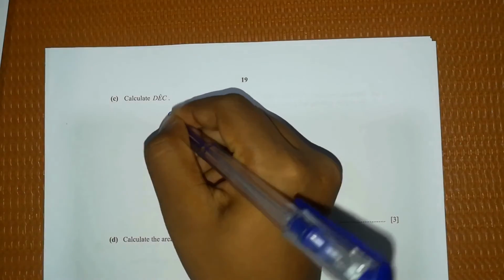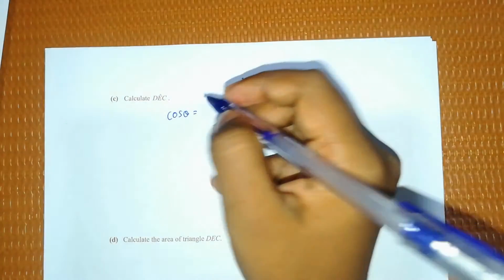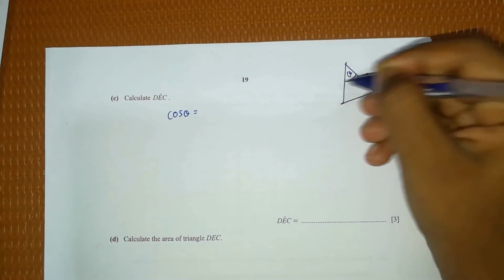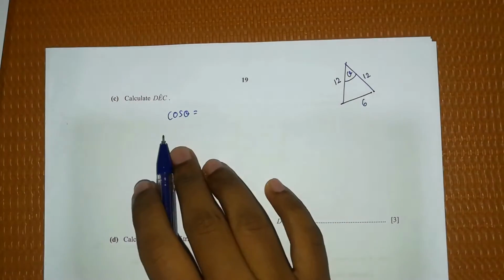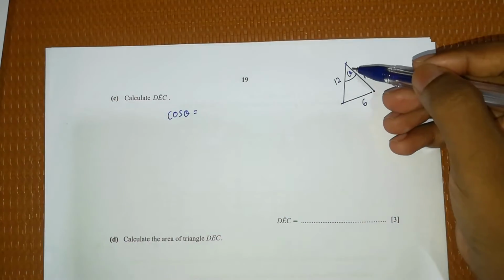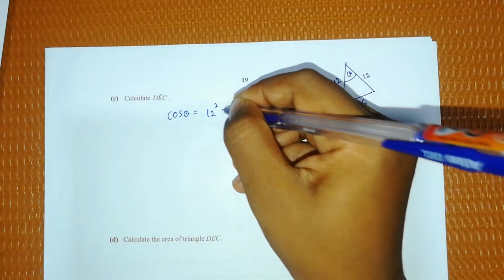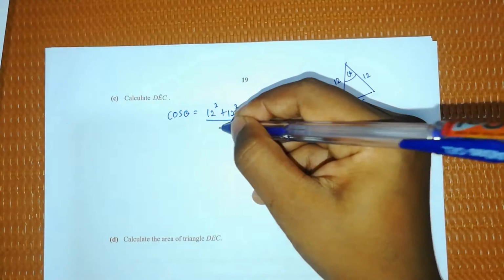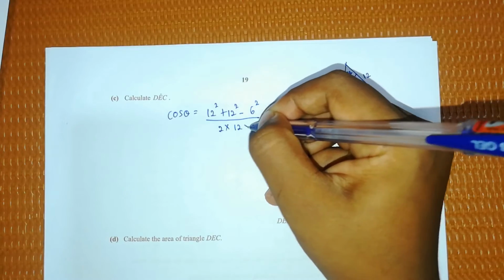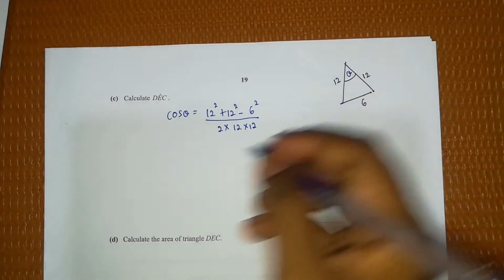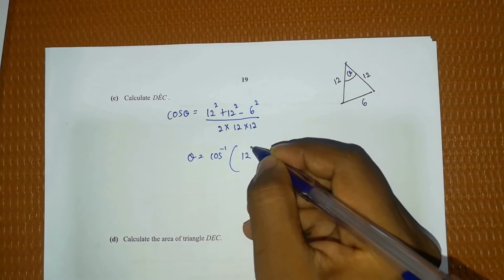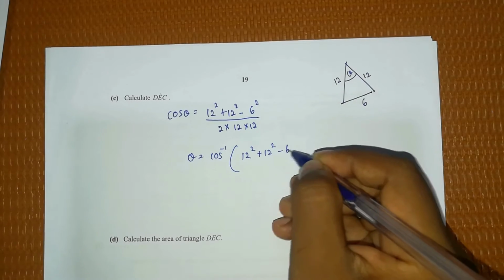So if I write it here, cos theta equals, if we consider the diagram, the triangle is like this. Here theta, 12, 12, 6. So cos theta equals the sides which make the angle, which is 12 squared plus 12 squared, minus the other third side 6 squared, divided by 2 into 12 into 12. Again these two sides. Then to get theta, you have to take the cos inverse of the answer you get in the previous step.